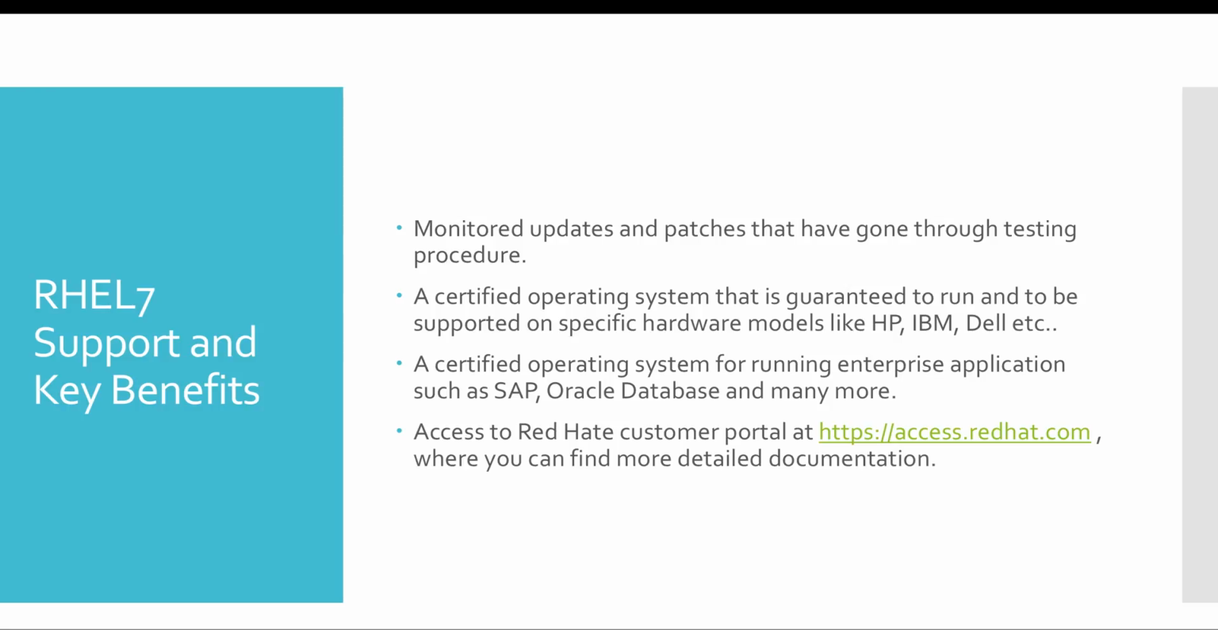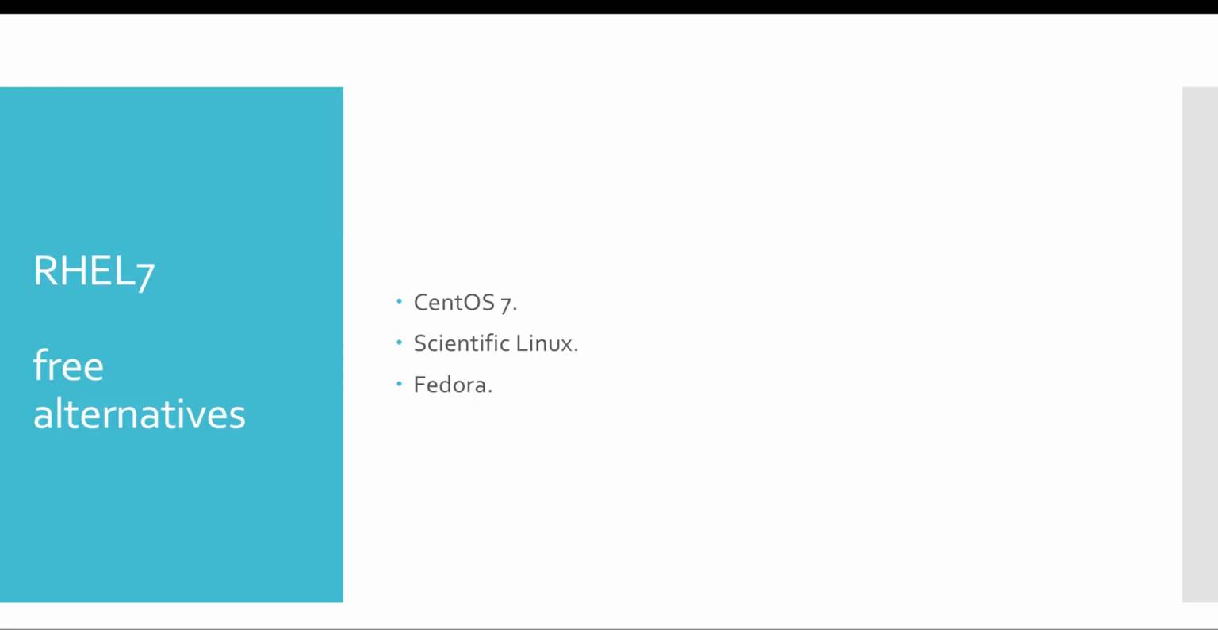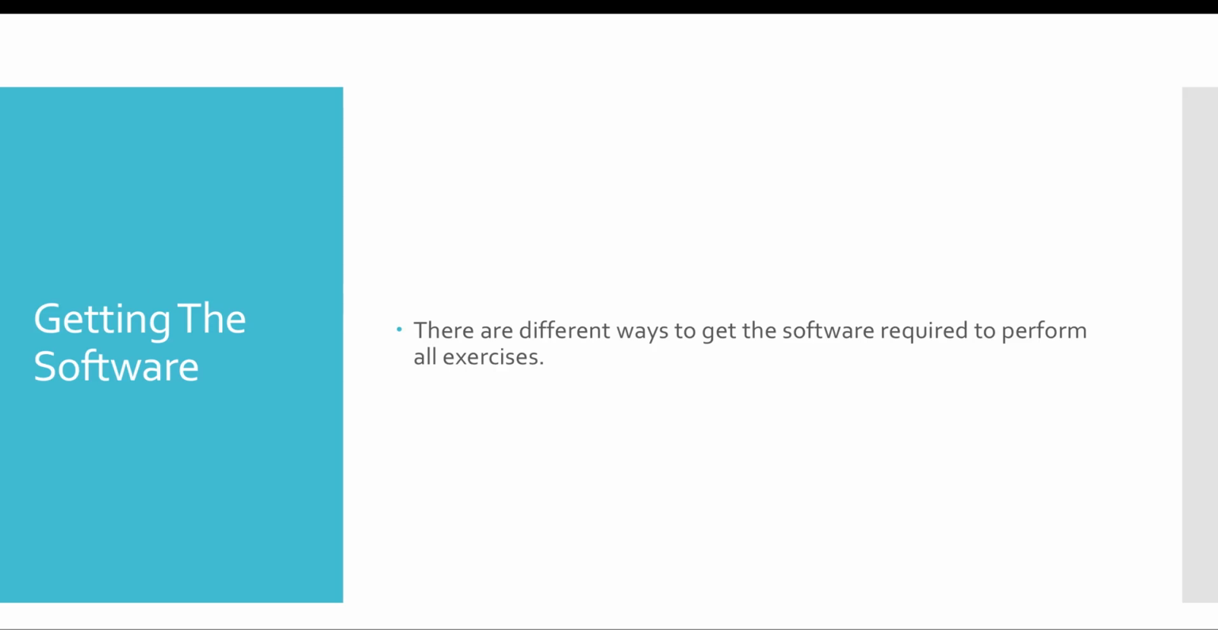To get more information about Red Hat, you can access the customer portal at https://access.redhat.com, where you can find more details about the documentation. The free alternatives for Red Hat Enterprise Linux 7 are CentOS, Scientific Linux, and Fedora. So how do you get this software?